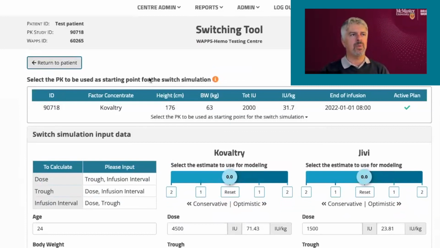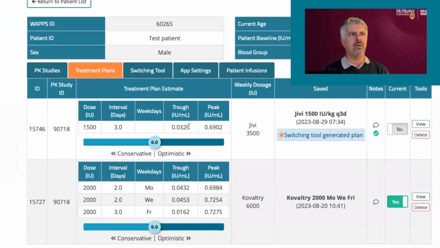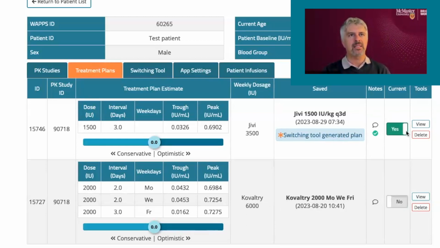Now, if I go back to the patient and I go into treatment plans, I find now this plan here. And you see this flag. It tells me this is a switching tool generated plan. What does it mean? Well, it means this is an estimation on Kovaltry and a prediction on GV. It is not as reliable as an individual PK profile obtained by using measurement. I can still use it. I can now move this one as the active, and that will go to the patient app.